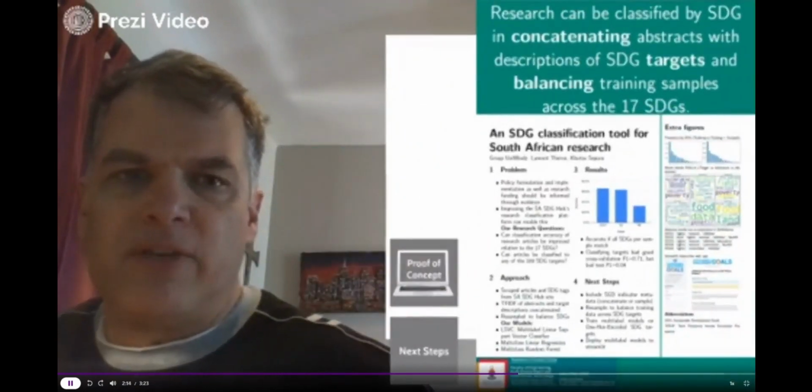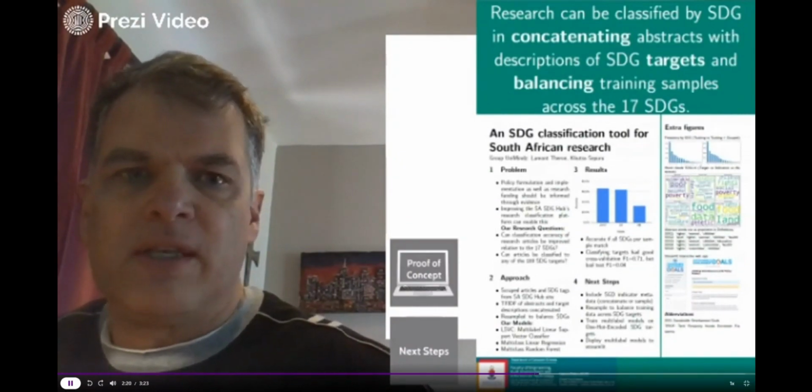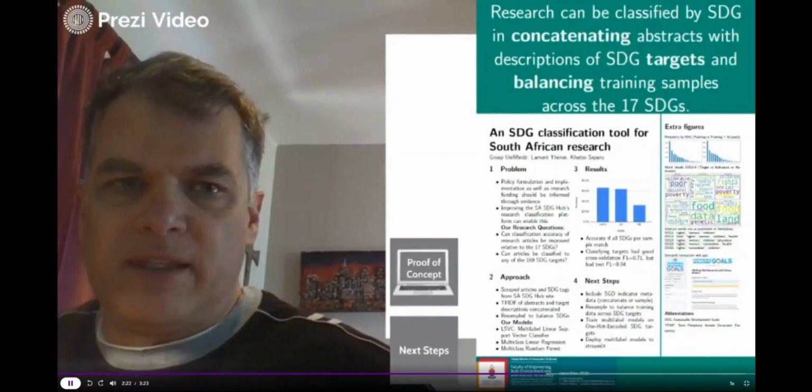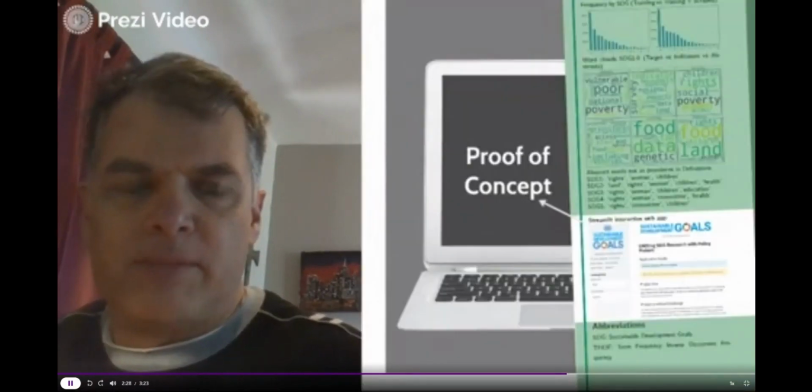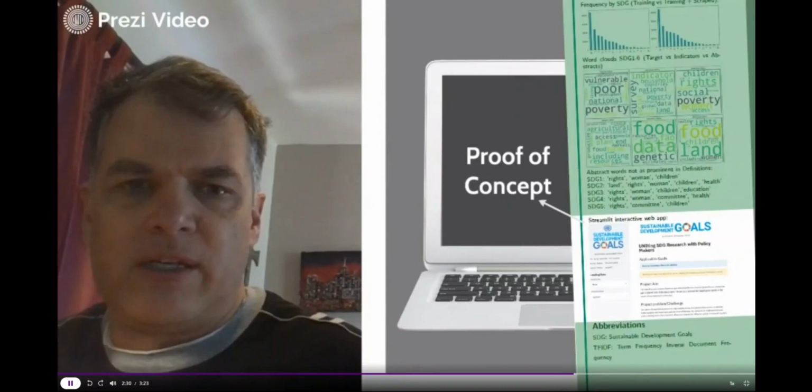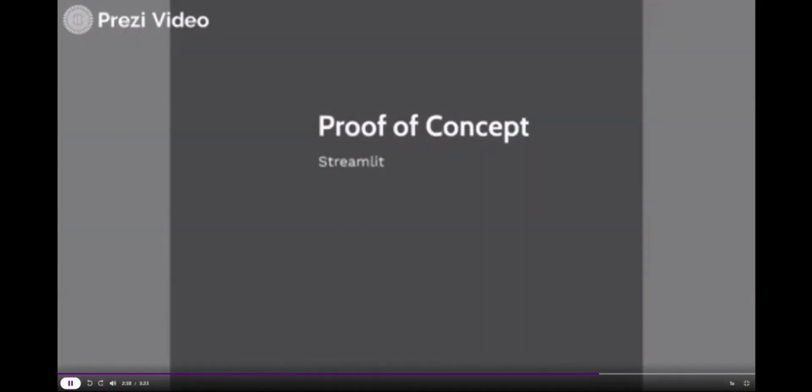Our main finding is that research can be classified by SDG if we concatenate abstracts with the descriptions, as well as balancing the training sample. The poster shows the landing page for Streamlit. I'll now hand over to Khutso for the demonstration.